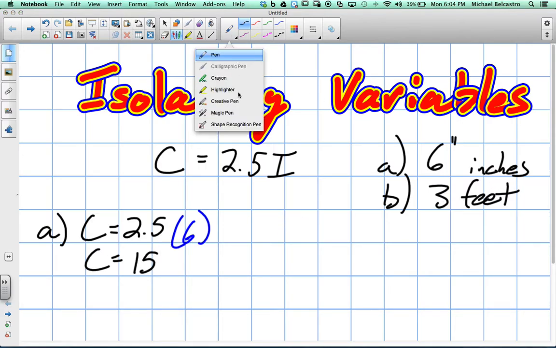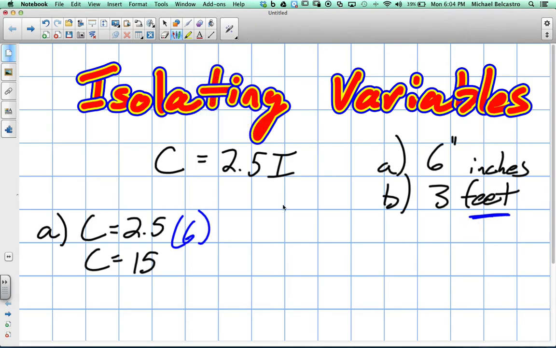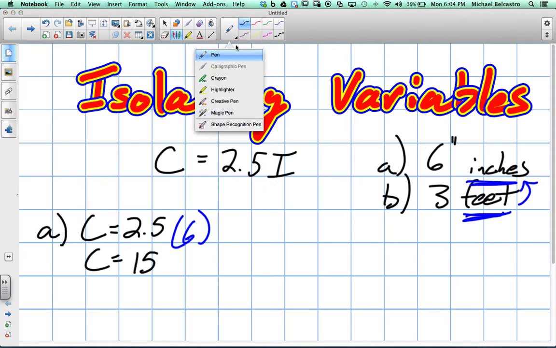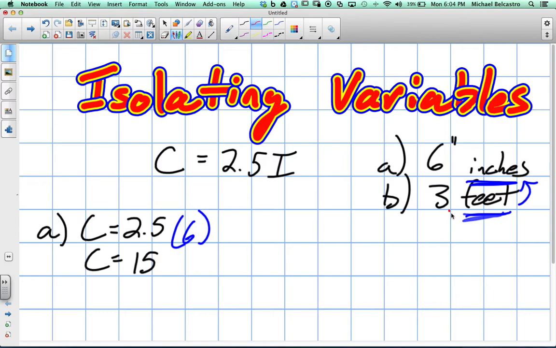B. Now, the problem with B is this is in feet, and neither of these use the value of feet. Instead of trying to develop a whole new formula, what we'll do is convert feet to inches. Do you happen to know how many inches are in a foot? 12. Yeah, that's right. There is 12 in a foot. In other words, we take this 3 and multiply it by 12, and that'll tell us exactly how many inches there are. So that means there's actually 36 inches in 3 feet.